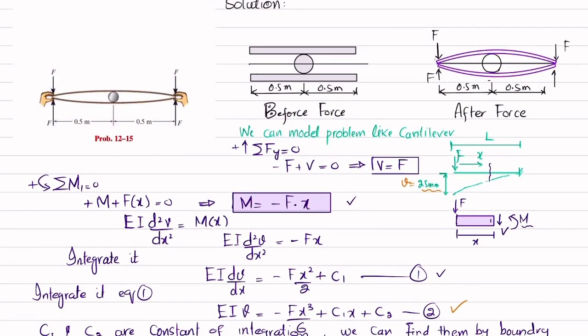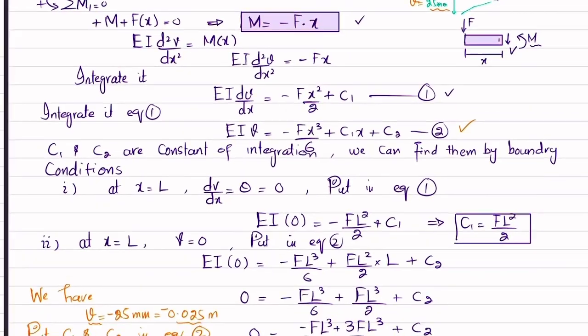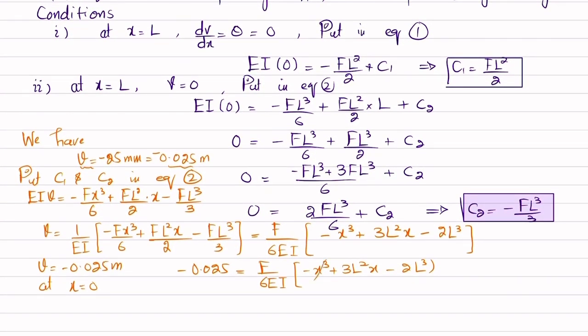So you can check here that x is equal to 0. So we will put all the x as 0. So this will be 0 and this will be 0. So we will be left with F over 6 EI into minus 2L cube. So we are interested to find out F. So F will be equal to 6 times EI into minus 0.025 divided by minus 2 into L cube.